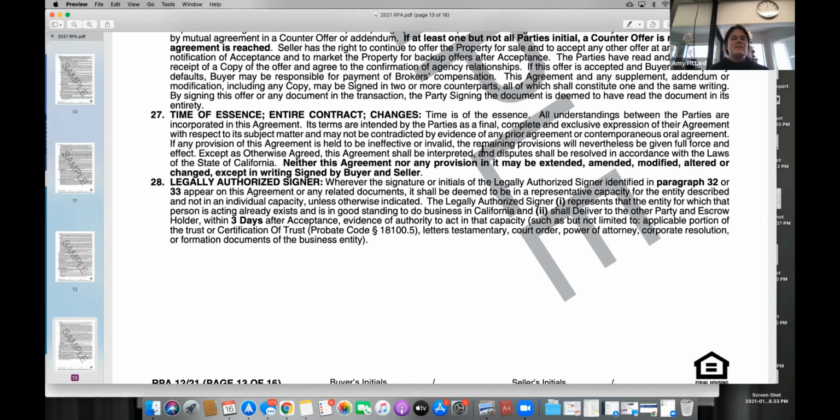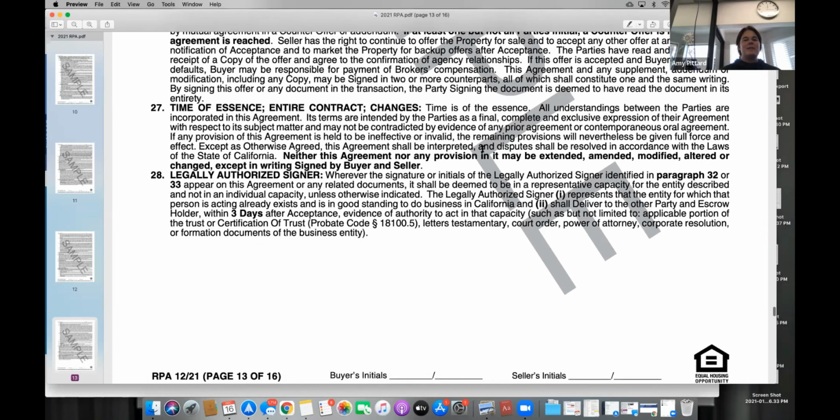If any provision of this agreement is held to be ineffective or invalid, the remaining provisions will nevertheless be given full force and effect. Except as otherwise agreed, this agreement shall be interpreted and disputes shall be resolved in accordance with the laws of the state of California. Neither this agreement nor any provision may be extended, amended, modified, or altered or changed except in writing by the seller and the buyer.